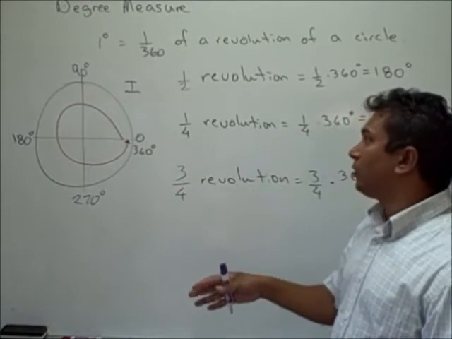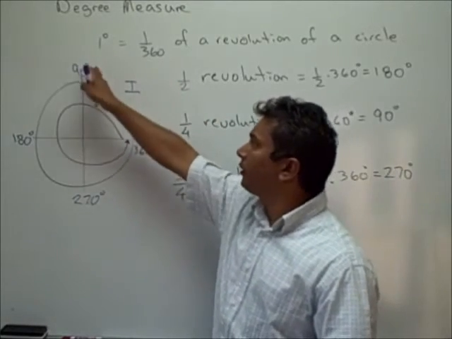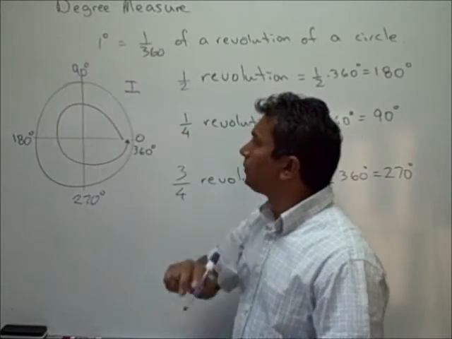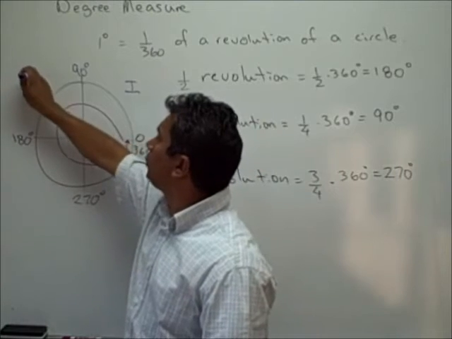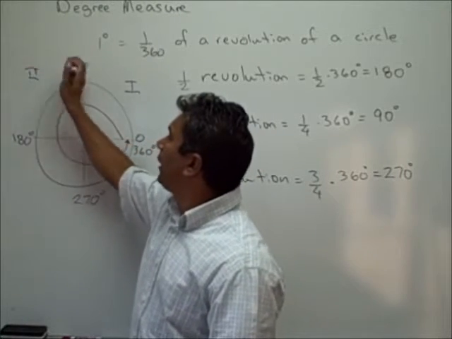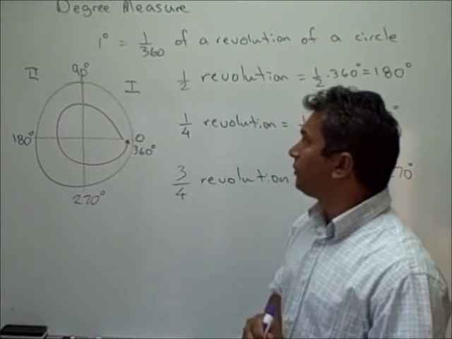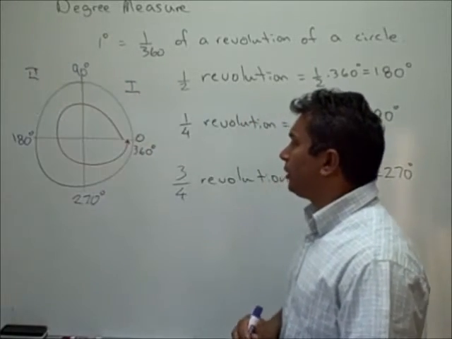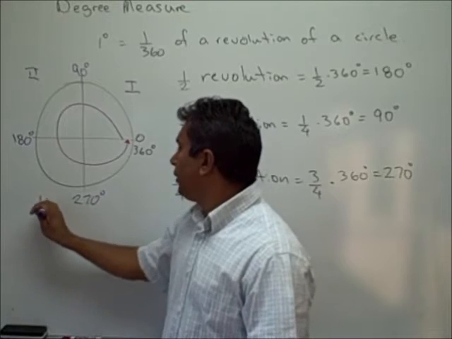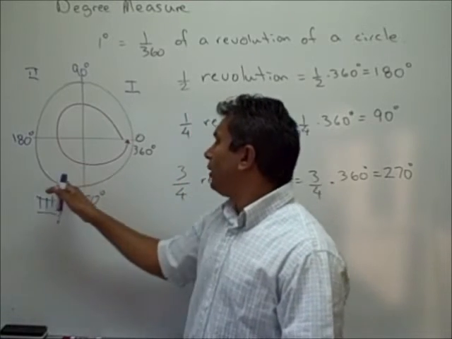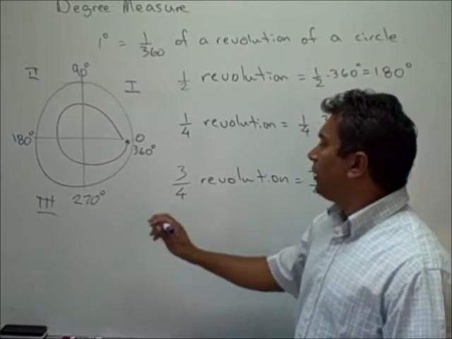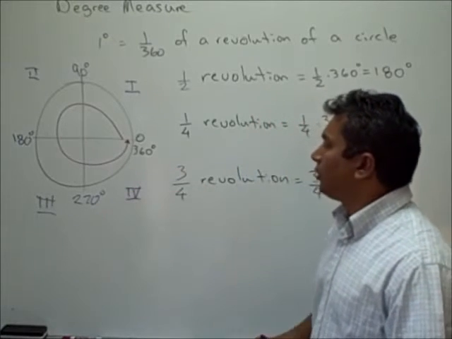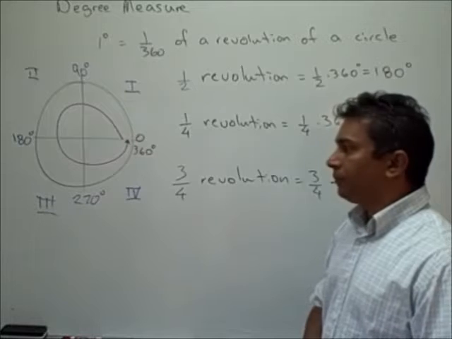Here we see that from 0 to 90 would be quadrant 1. So in terms of degree, quadrant 1 is from 0 to 90 degrees. In terms of radian, it's from 0 to pi over 2. Here we have quadrant 2, which would be from 90 to 180 degrees, or from pi over 2 to pi in radians. Here we have quadrant 3, which is from 180 to 270, and quadrant 4, which is from 270 to 360 degrees.